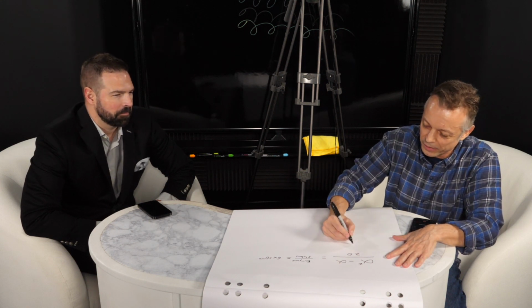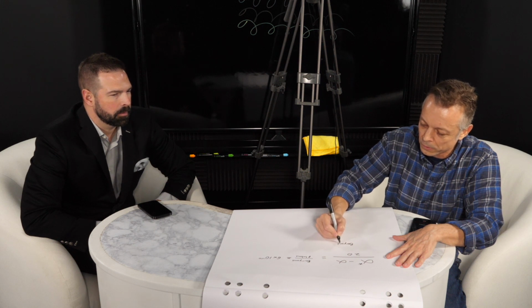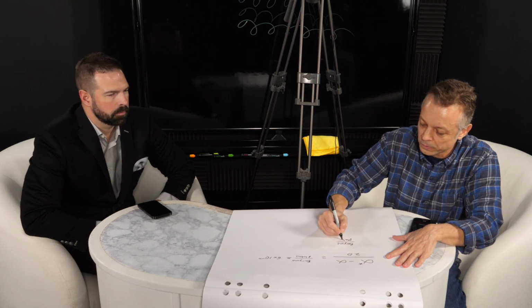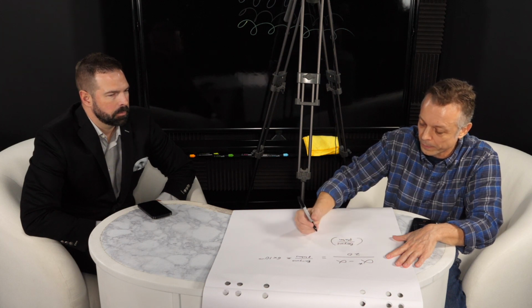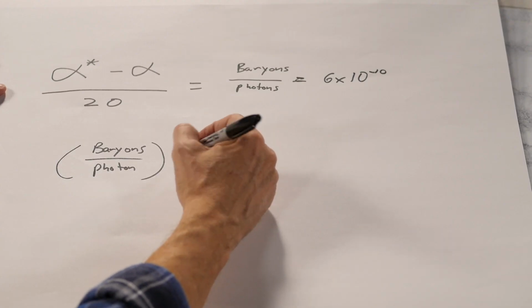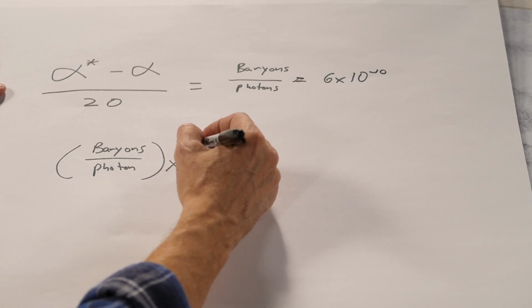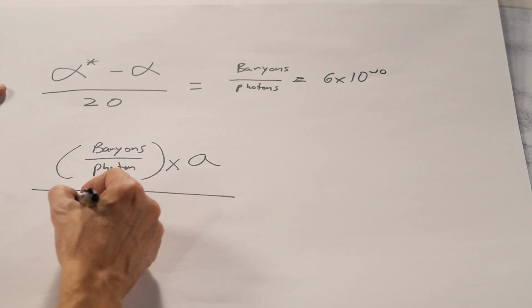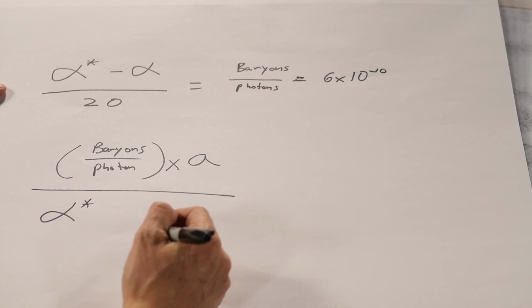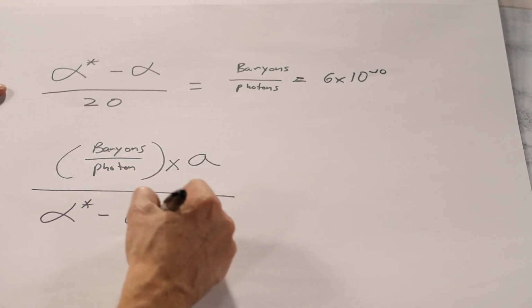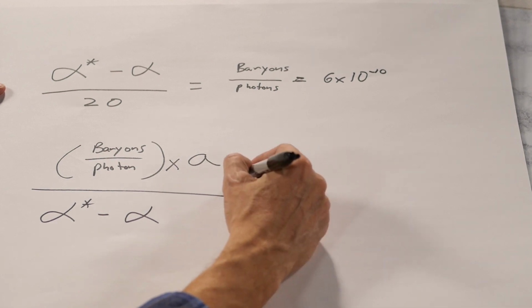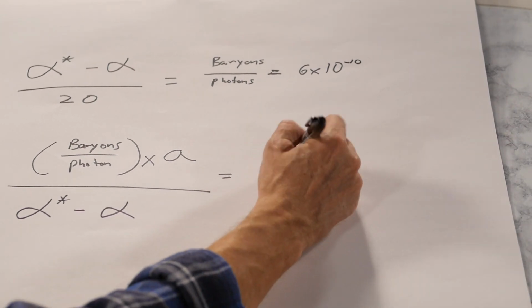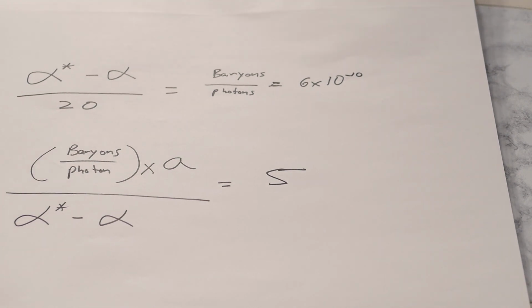If we take the baryons over photons, and we multiply that by A and divide that by the fine structure constant we got from the existics equations minus the fine structure constant, what we end up with is 5, which is the ratio between A and B, the very equation we started with.